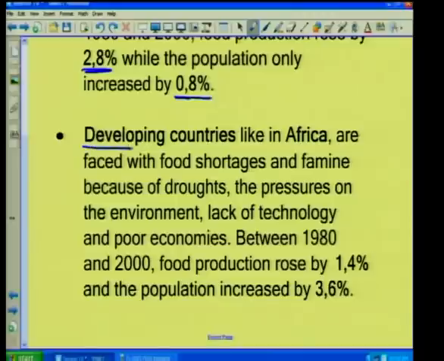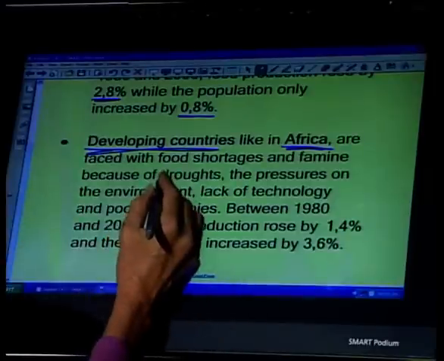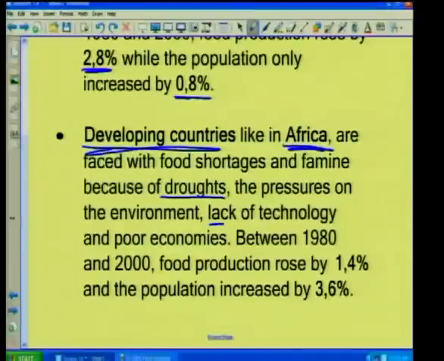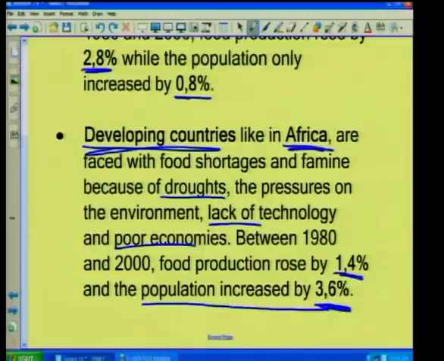But look at this, in our developing countries like, guess what, Africa. Now remember, South Africa is regarded as a second world country, so we've sort of progressed from third world to second world. But there are a lot of countries in Africa that are still very much third world countries. They're faced with food shortages, famines, droughts, the pressures of the environment, lack of technology, poor economics, and lack of education. Between 1980 and 2000, food production rose by 1.4%, which is good. But look at this, people. The populations increased by 3.6%. So there is a huge shortage here.